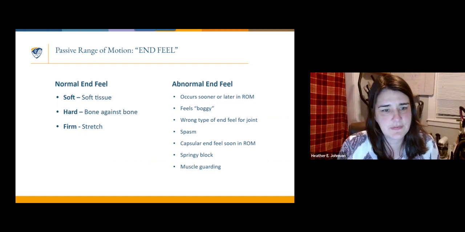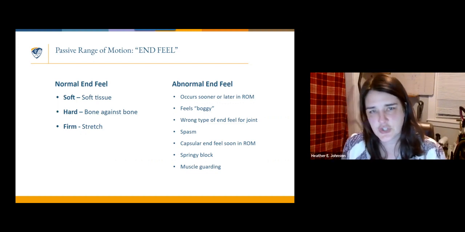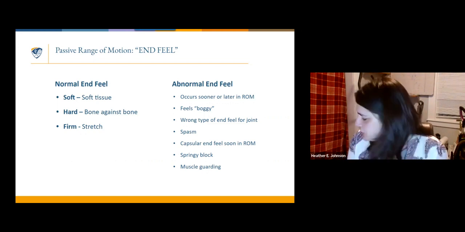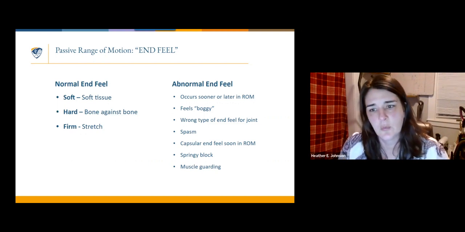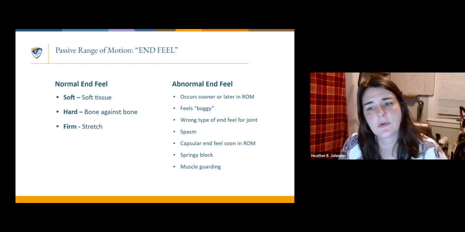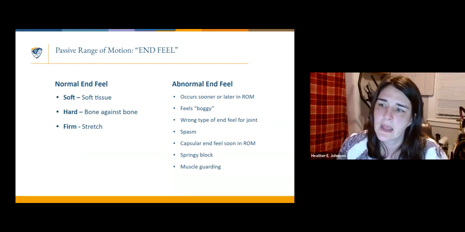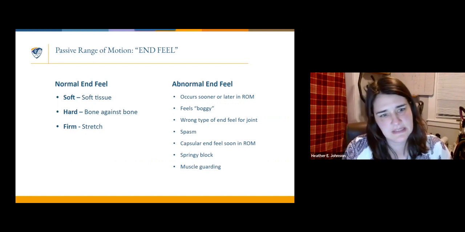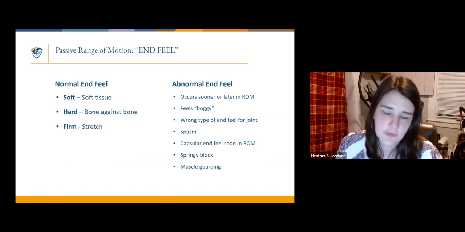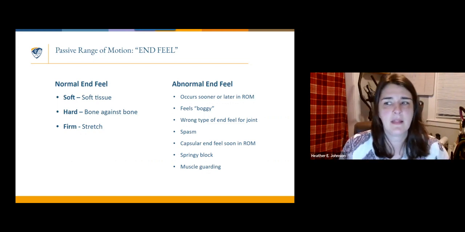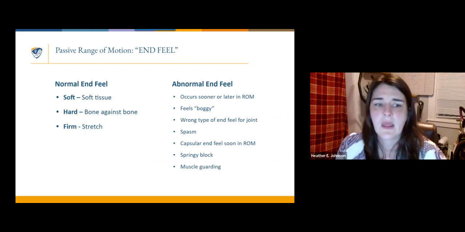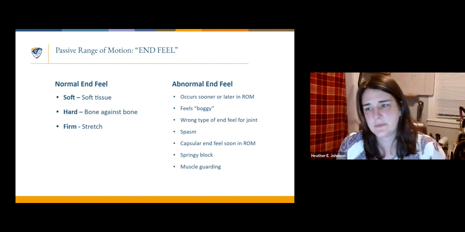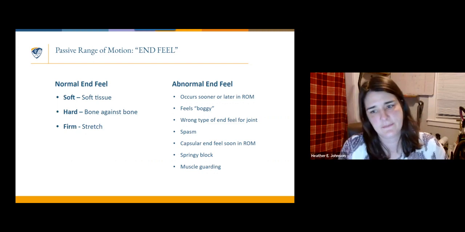Most other times with range of motion, you'll be feeling a firm end feel, which is more like a stretch, a muscular stretch, a ligamentous stretch, a capsular stretch. An abnormal end feel would occur sooner or later in what we would consider normal range of motion. It would feel boggy, and or you would feel the wrong type of end feel for the type of joint. So for example, a joint that you may be expecting a soft end feel, where you're feeling a hard or firm end feel, could indicate an abnormal or pathological end feel. Where you might expect a hard end feel, if you're feeling a soft or firm end feel, this would be typical of an abnormal or pathological end feel.